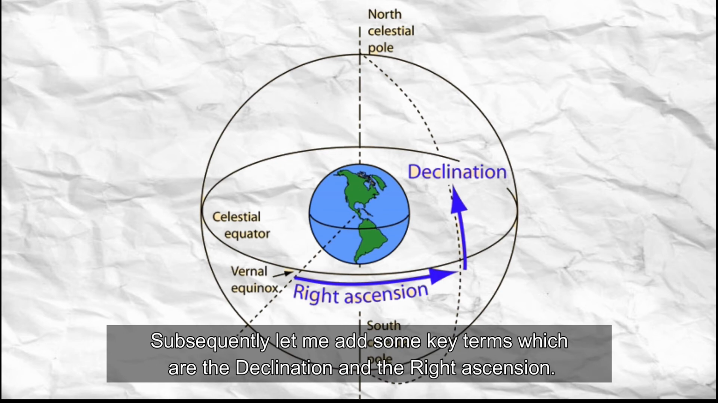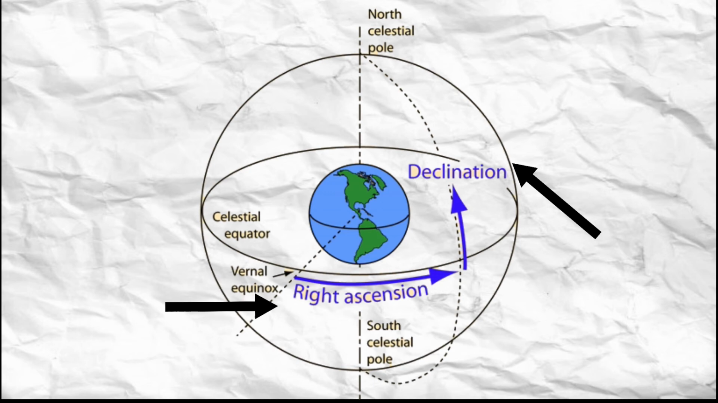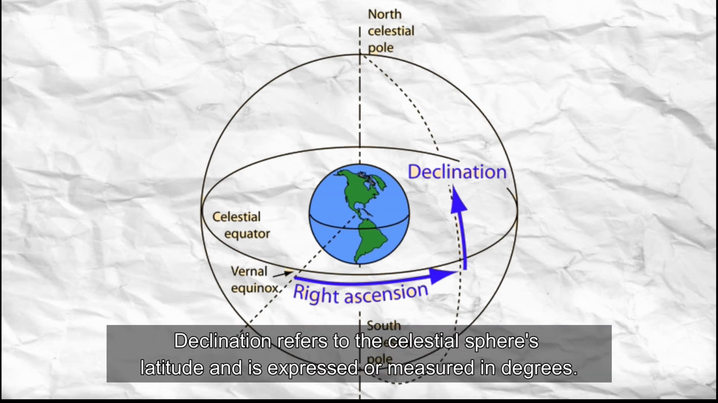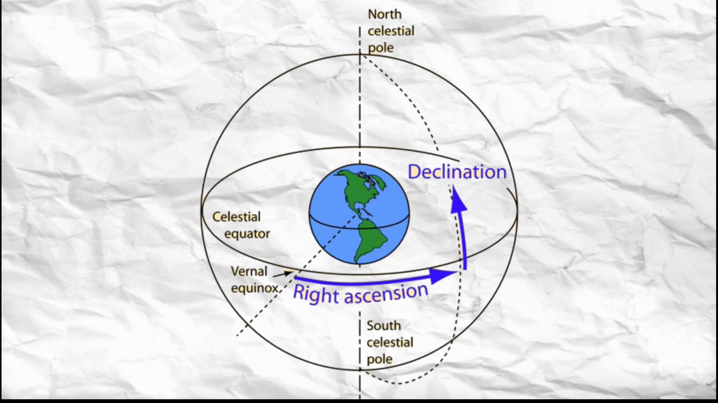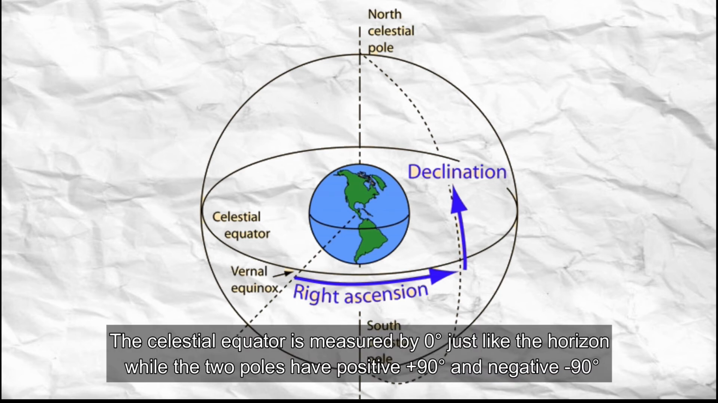Subsequently, let me add some key terms, which are the declination and the right ascension. Declination refers to the celestial sphere's latitude and is expressed or measured in degrees. Positive signs refer to the north, while the negative sign refers to the location of the south. The celestial equator is measured at 0 degrees, just like the horizon, while the two poles have positive 90 degrees and negative 90 degrees.